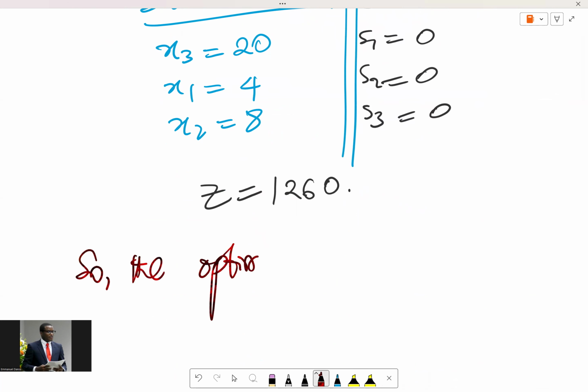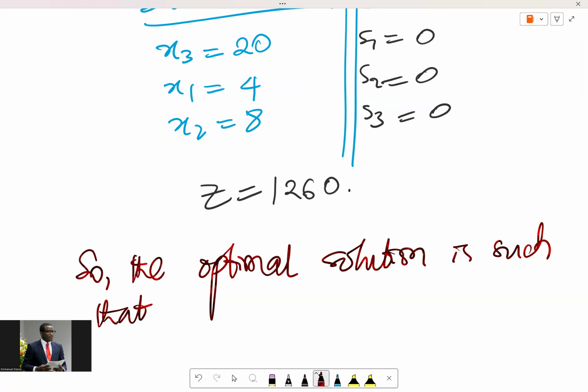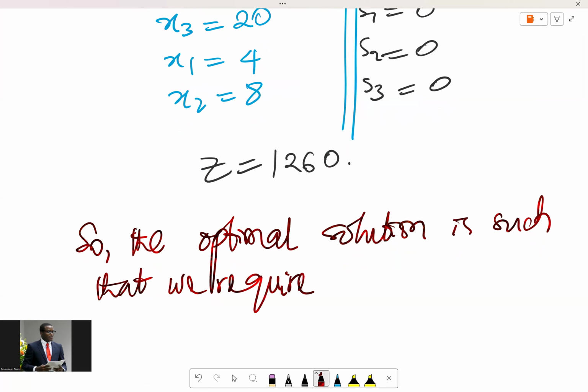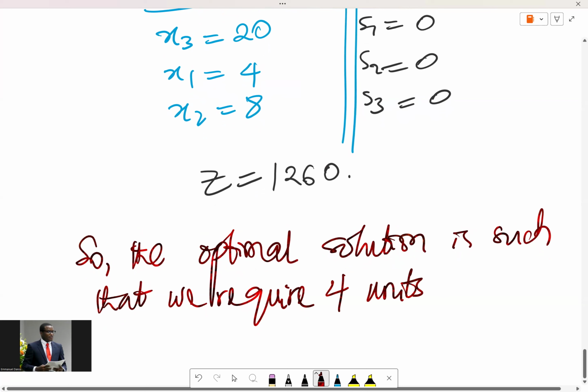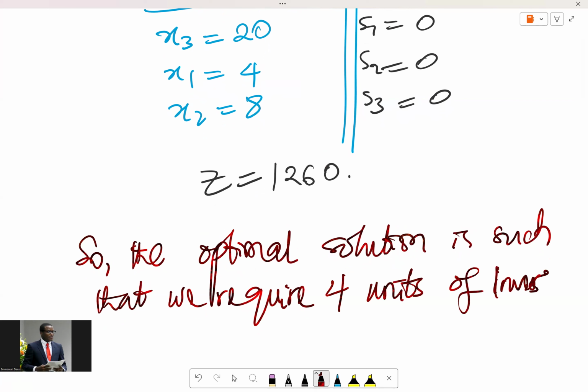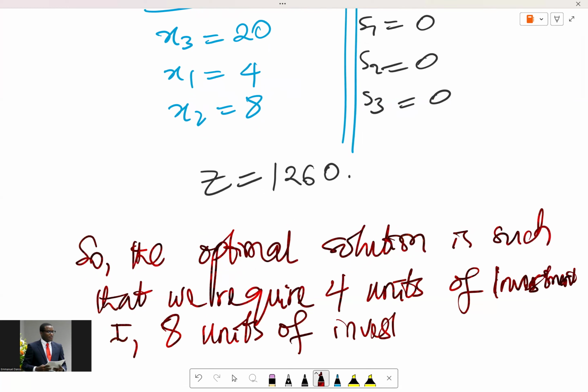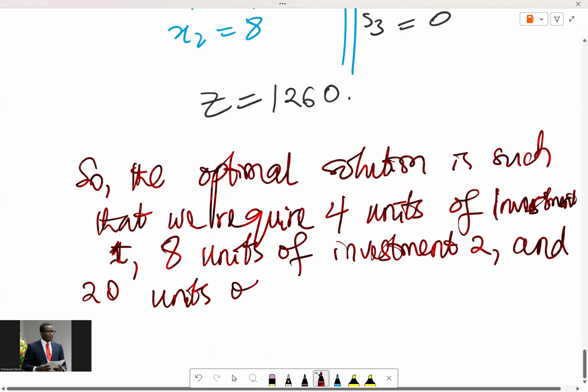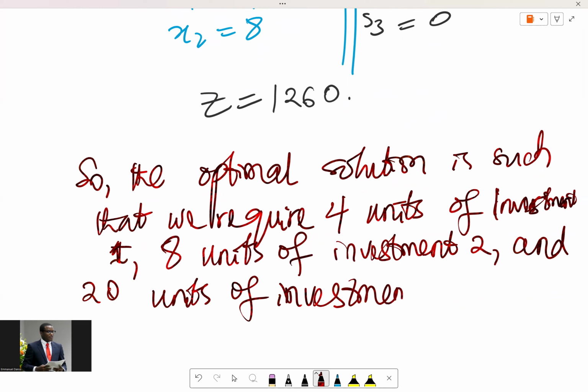So the optimal solution is such that we require 4 units of investment one, 8 units of investment two, and 20 units of investment three.